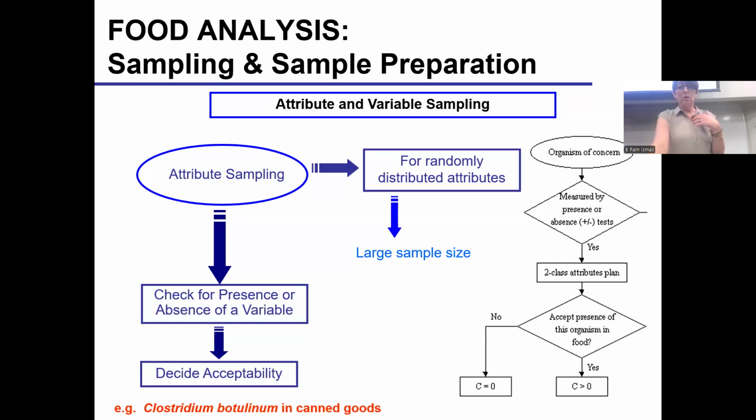So here's a diagram to show you. If you have an organism of concern or a component of concern, such as a certain pesticide, antibiotics, or aflatoxin, these can be randomly distributed, but they shouldn't be in the food. For some pesticides, there is a limit of concentration that can be accepted, but for other pesticides you should not have any of it.